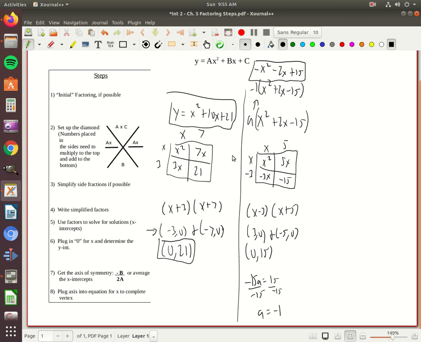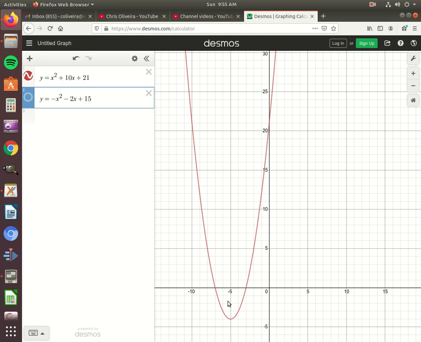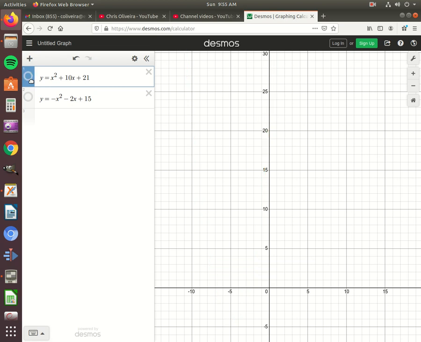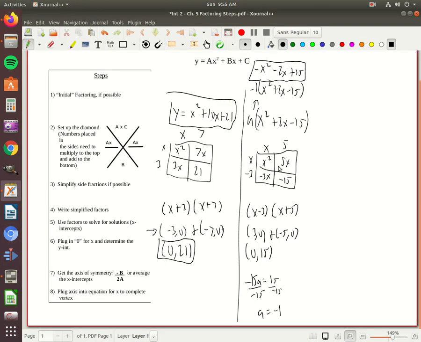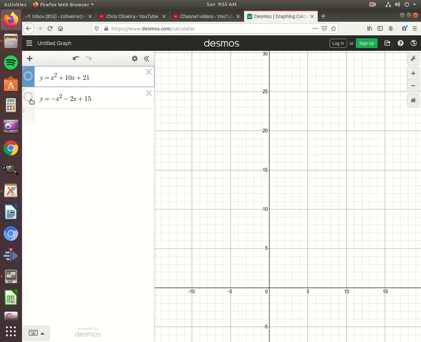You can see we had x squared plus 10x plus 21, and the x-intercepts are supposed to be -3 and -7, and the y-intercept is supposed to be positive 21. So there we go. You can see -7, -3, positive 21, and you can see we have that equation, y equals x squared plus 10x plus 21. For the next one, the one that was a little bit more complicated, where we had to introduce that a as -1, and hopefully you caught that. Again, y-intercept of 15, x-intercepts of 3 and -5. So there we go.